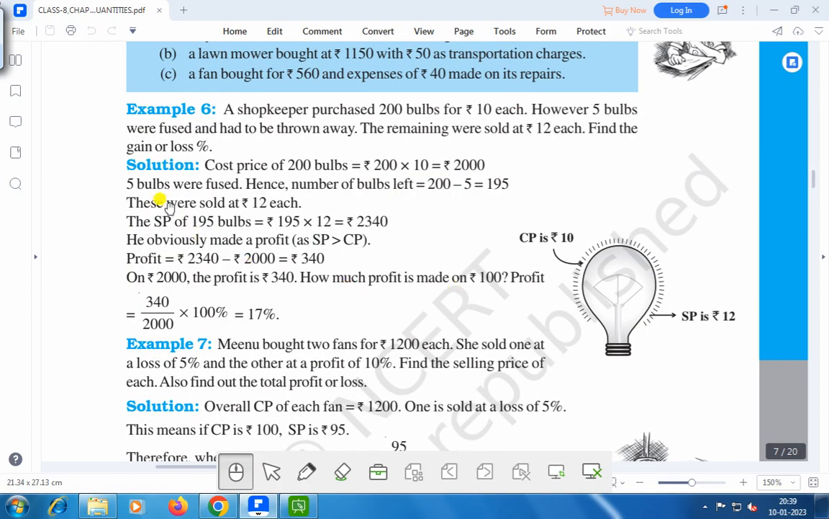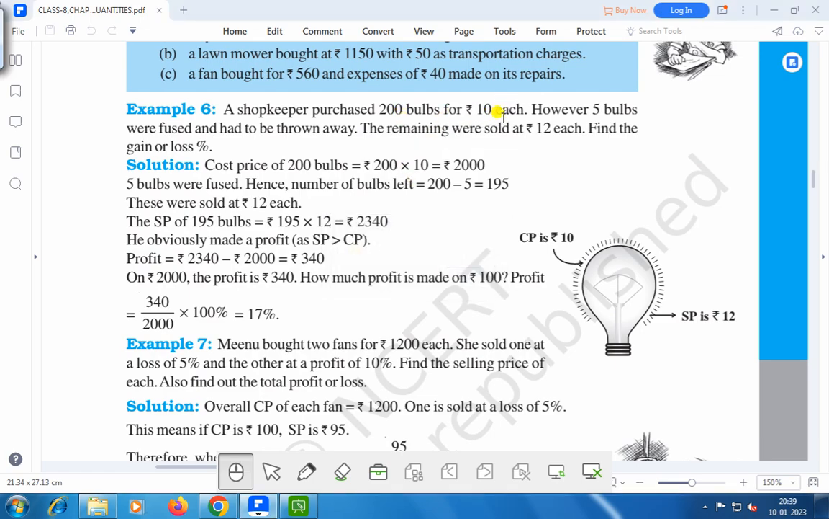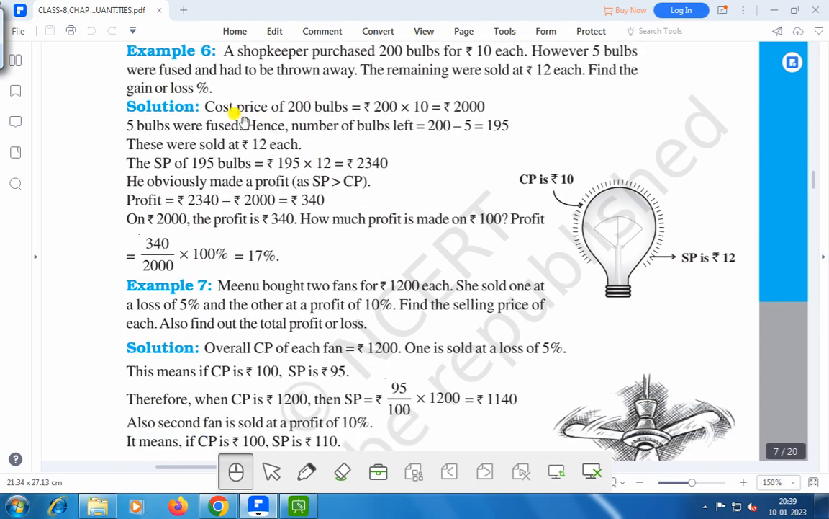Example 6. A shopkeeper purchased 200 bulbs for rupees 10 each. However, 5 bulbs were fused and had to be thrown away. The remaining were sold at rupees 12 each. Find the gain or loss percent. Cost price of 200 bulbs, 200 into 10, that is 2000.